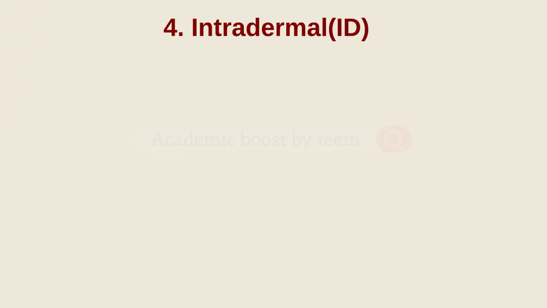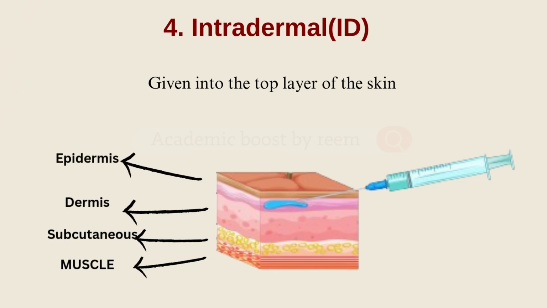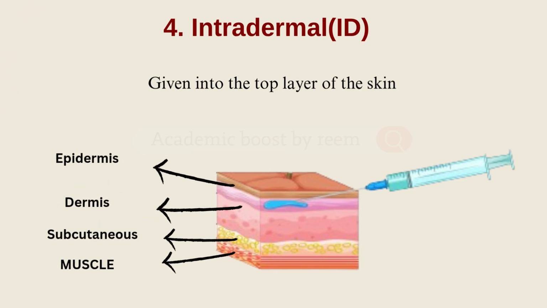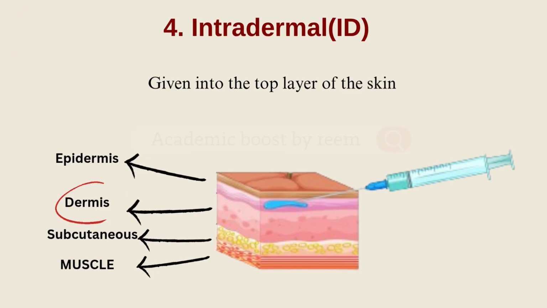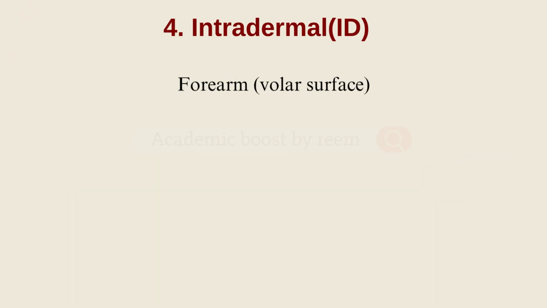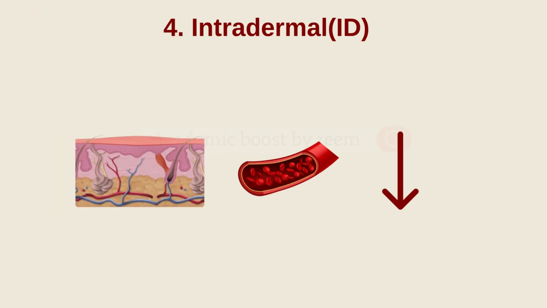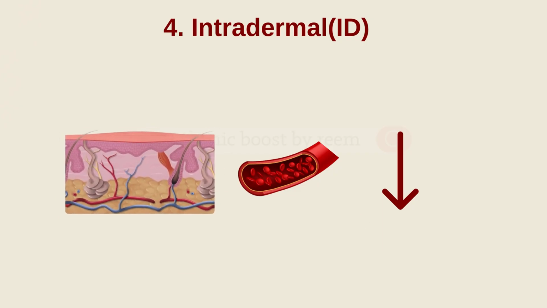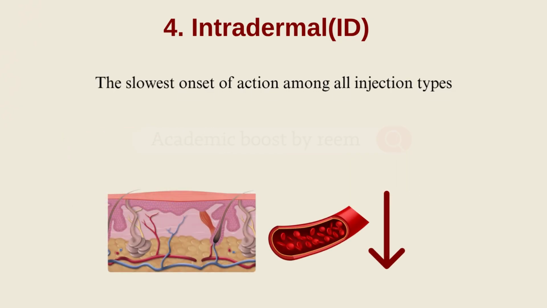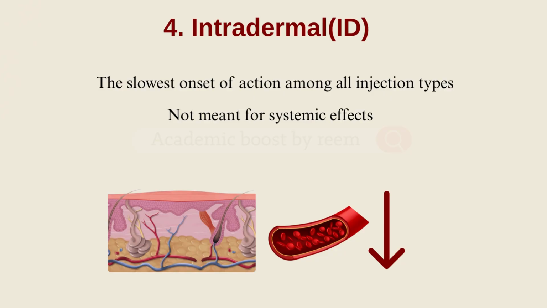Last but not least, intradermal injections or ID. These are given into the dermis layer of the skin, just below the epidermis and above the subcutaneous tissue. The most common site of injection is the volar surface of the forearm. Because the skin has limited blood supply, ID injections are absorbed very slowly. That gives them the slowest onset of action among all injection types, and they are not meant for systemic effect.